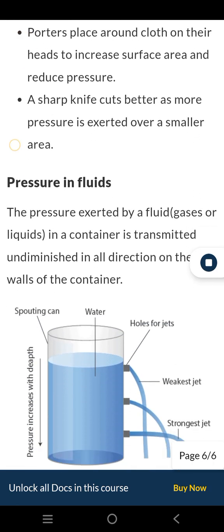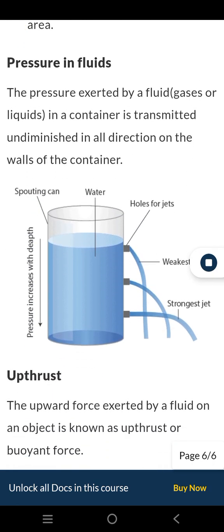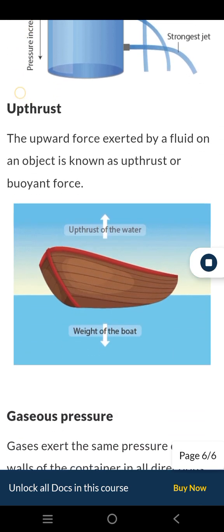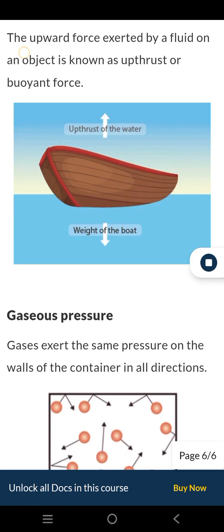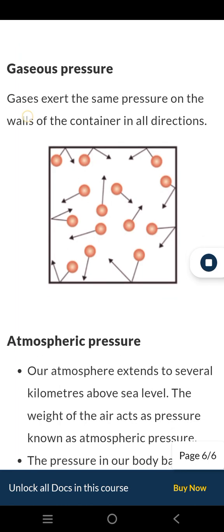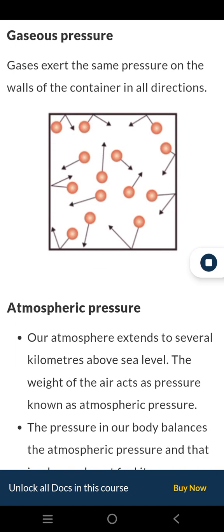Pressure in fluids: the pressure exerted by a fluid, gases or liquids, in a container is transmitted undiminished in all directions on the walls of the container. Upthrust: the upward force exerted by a fluid on an object is known as upthrust or buoyant force. Gaseous pressure: gases exert the same pressure on the walls of the container in all directions.